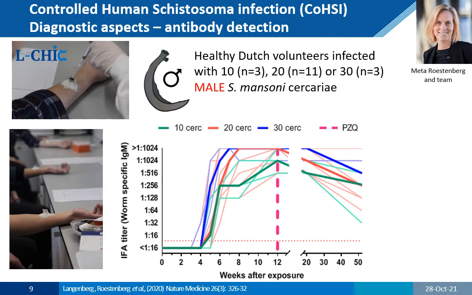And in the graph you see here the bold lines represent the median antibody titer for each exposure dosage. Of course, appropriate treatment was given with praziquantel 12 weeks after the infection started, and we followed the volunteers for up to 1 year. And what you can see in this graph, even after a year, all volunteers still showed positive antibody levels.